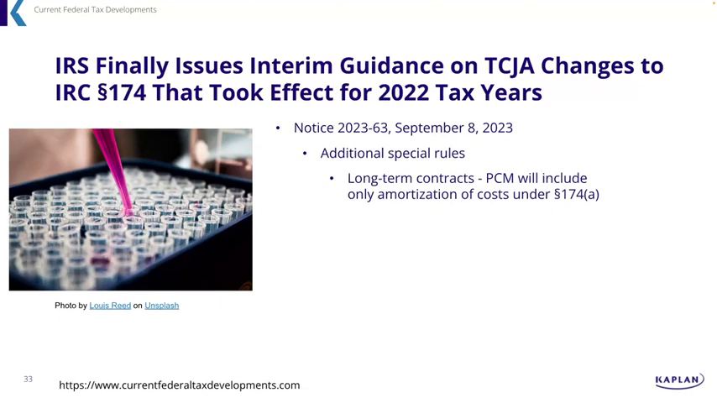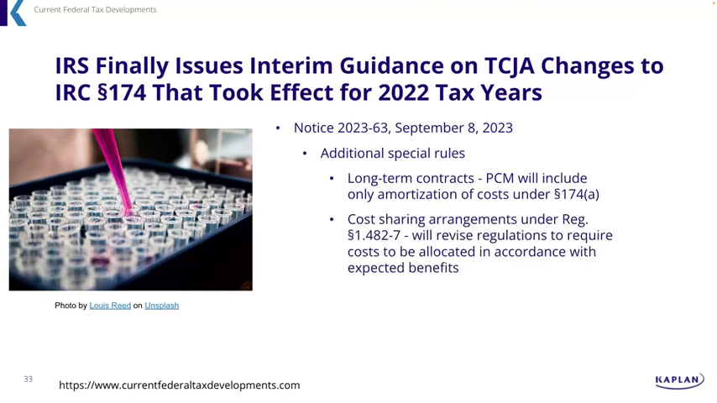The IRS is not going to let you do that. Rather, you're going to consider just the amortization over the period, apparently, that you expect to complete the contract. So whatever that amortized period, during the period you're doing, only those amortization costs will come under 174A.